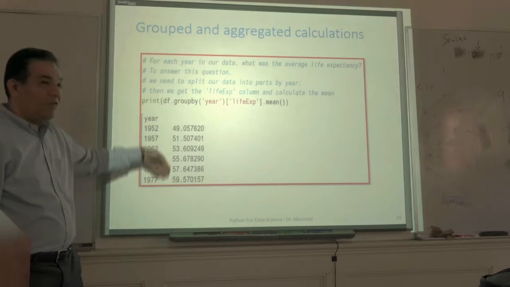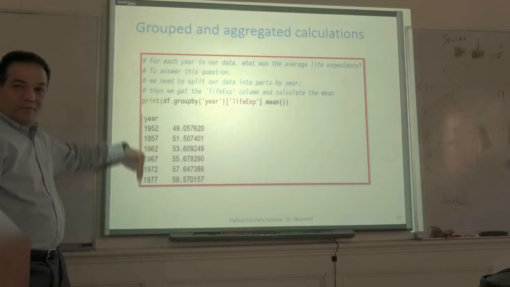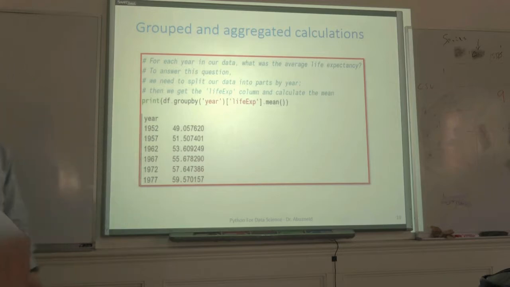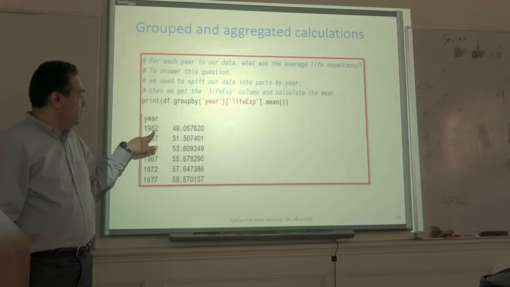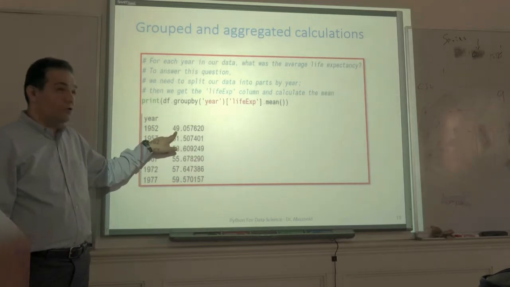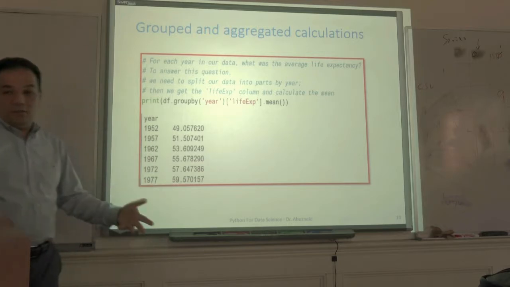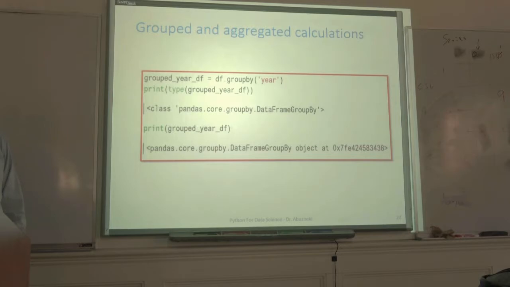What do you notice with the life expectancy? Increasing as the years increase, right? For example, the average in 1952 was 49 years old, and in 1977 was 59. Nowadays, maybe it's much higher. All right, so that's the idea of the data. You manipulate the data to get information from it.